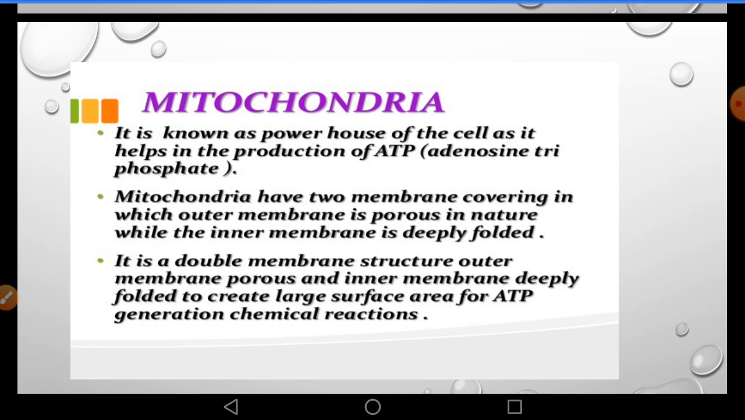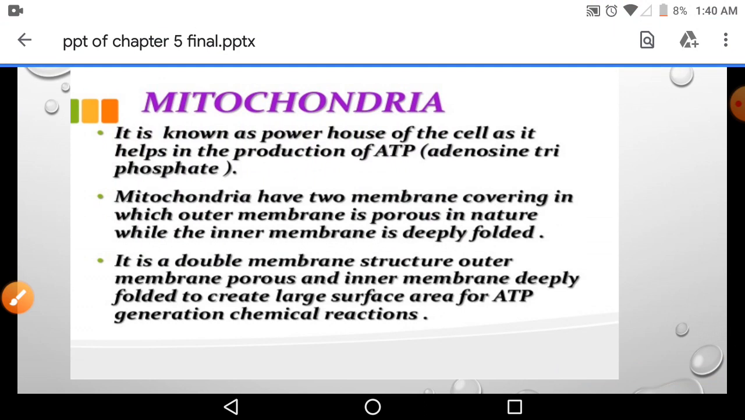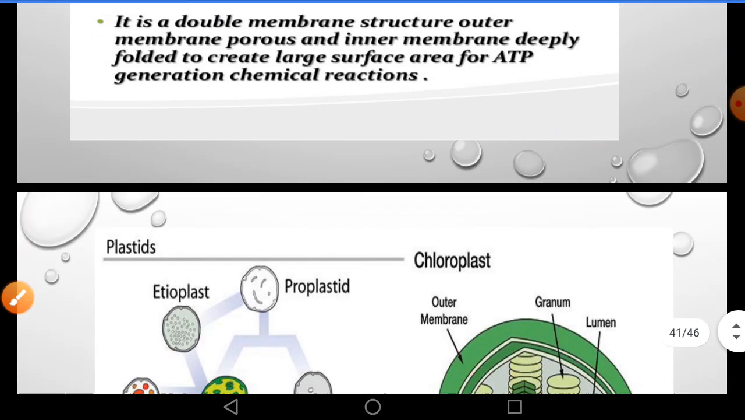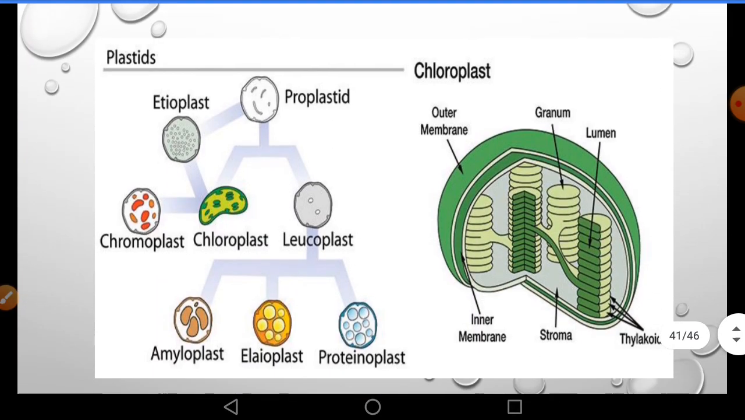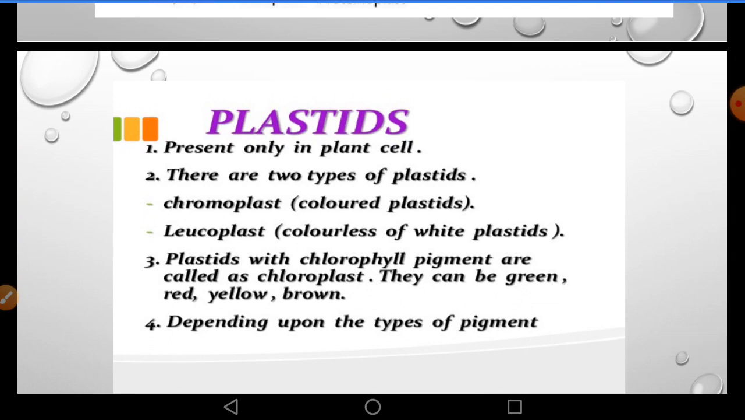They have two membrane coverings. The outer one is porous in nature and the inner one is folded. Why folded? So that a large surface area is created. Okay, now we have chloroplast or plastid. Plastids are present only in plant cells. There are two types of plastid: chromoplast, which is the colored plastid, and leucoplast, colorless or white plastid.